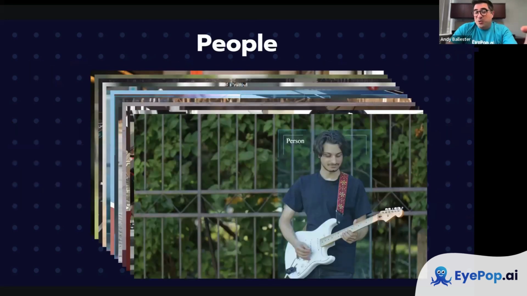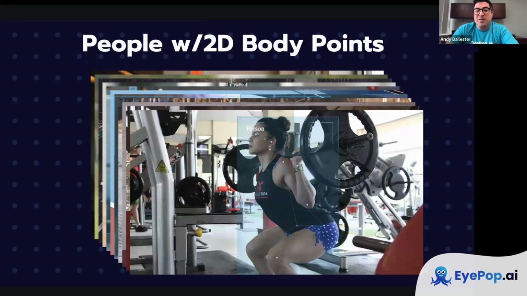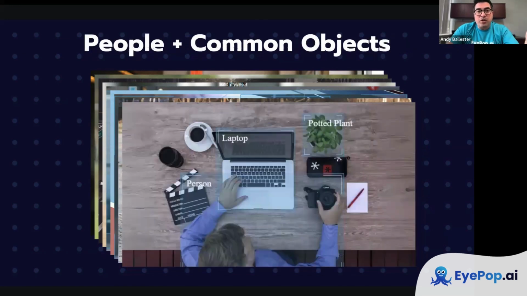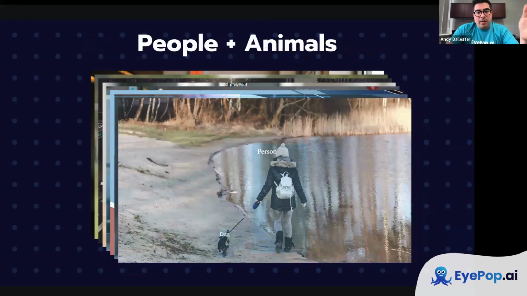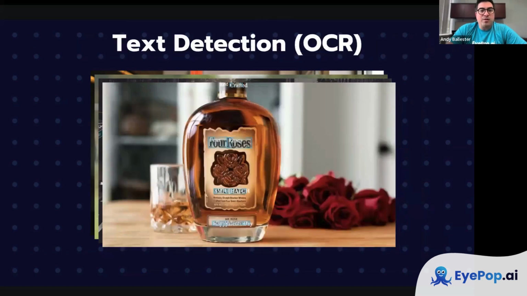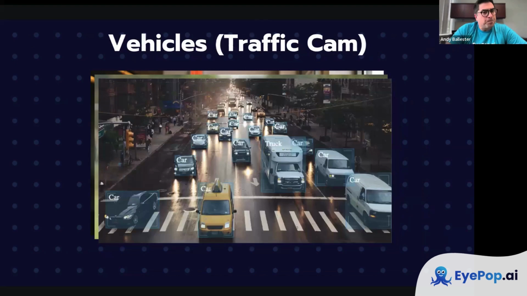I don't want to go into this too detailed, but if we have time at the end and you have questions about the different types of pipelines that we have, we're going to be looking at people today, both from person detection as well as person detection with 2D body points. We have face, body, hands in 3 dimensions if you need that for your project. Common objects, people and animals, people and devices, people and sports equipment, vehicles, text detection in the real world. So this is not just OCR, but it's also finding text out there on real products that can be curved or oriented in different ways.